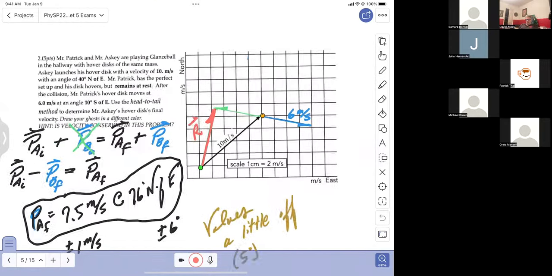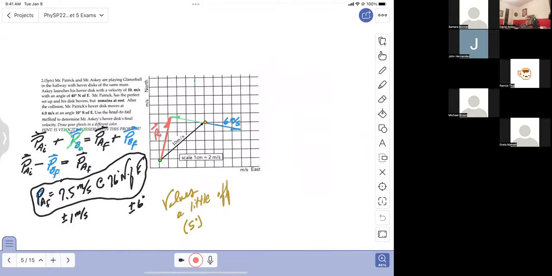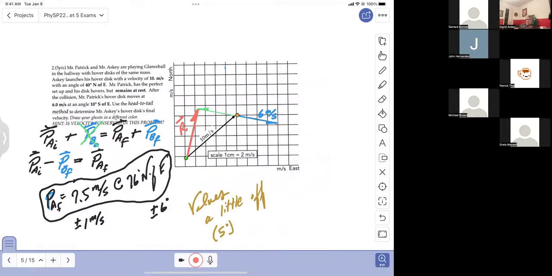Step number three. Oh, I got a bunch of steps here. How did I just jump to all those steps? Sorry, we had to put a bunch of steps on there. So what I did was I put the ghosts on there. So I have this ghost, and that is simply negative B, Mr. Patrick's disk, flipped because it says negative there. So that's the negative 6 meters a second. And then the resultant simply goes to the very beginning, which is where I start, to the very end, which is right here. And then I'm still not done yet.